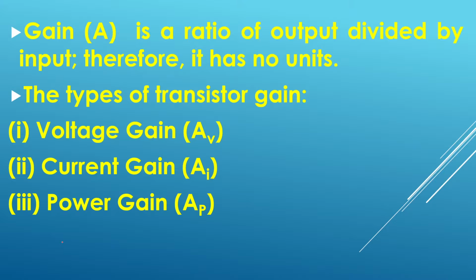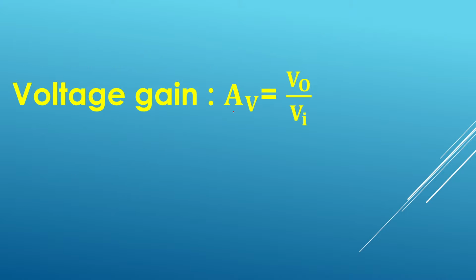Now let us see the expression for voltage gain. It is the ratio of output by input. Its notation is AV: A means gain, V means voltage. So AV is Vo by Vi, that is, output voltage by input voltage. Voltage gain is the ratio of output voltage by input voltage.